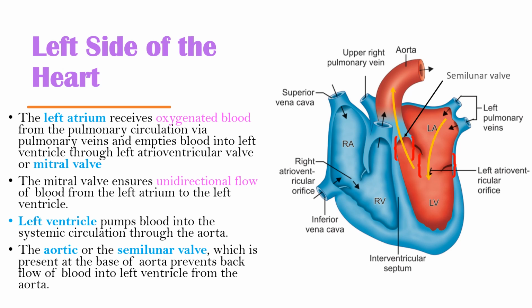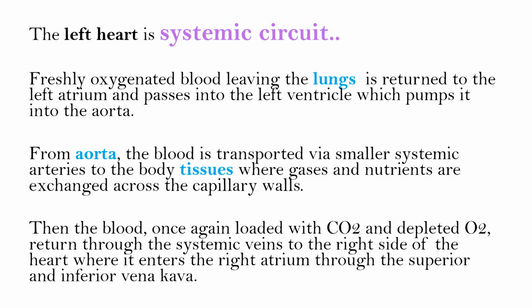The left ventricle pumps blood into the systemic circulation through the aorta. The aortic or semilunar valve, which is present at the base of the aorta, prevents backflow of blood into the left ventricle from the aorta. The left heart is also called the systemic circuit.